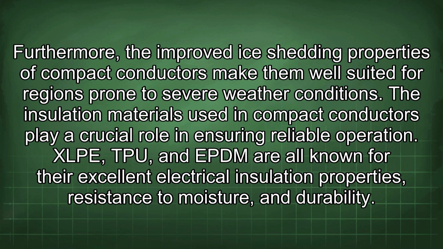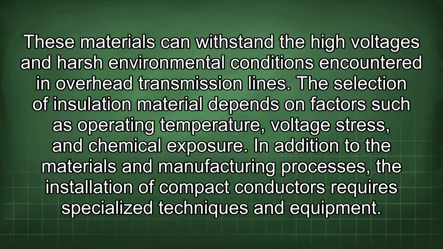Furthermore, the improved ice-shedding properties of compact conductors make them well suited for regions prone to severe weather conditions. The insulation materials used in compact conductors play a crucial role in ensuring reliable operation. XLPE, TPU, and EPDM are all known for their excellent electrical insulation properties, resistance to moisture, and durability. These materials can withstand the high voltages and harsh environmental conditions encountered in overhead transmission lines.